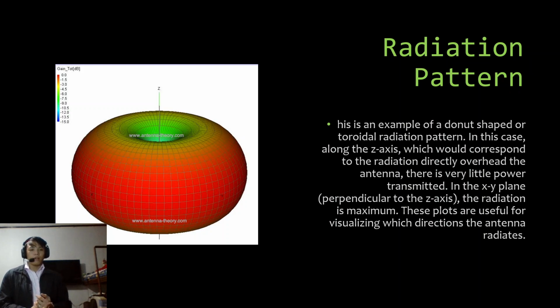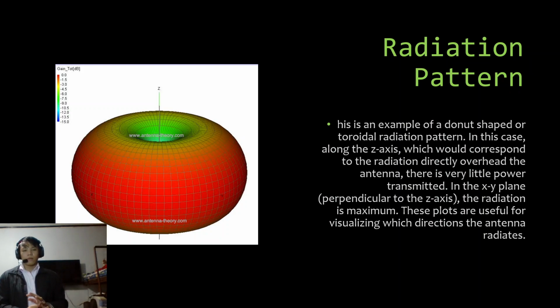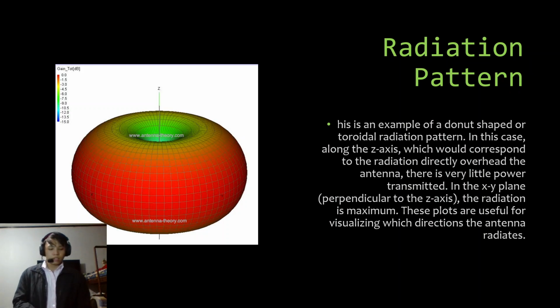This is an example of a donut shape or toroidal radiation pattern. In this case, along the z-axis, which would correspond to the radiation directly overhead the antenna, there is very little power transmitted. In the x-y plane, or perpendicular to the z-axis, the radiation is maximum. These plots are very useful for visualizing which directions an antenna radiates.